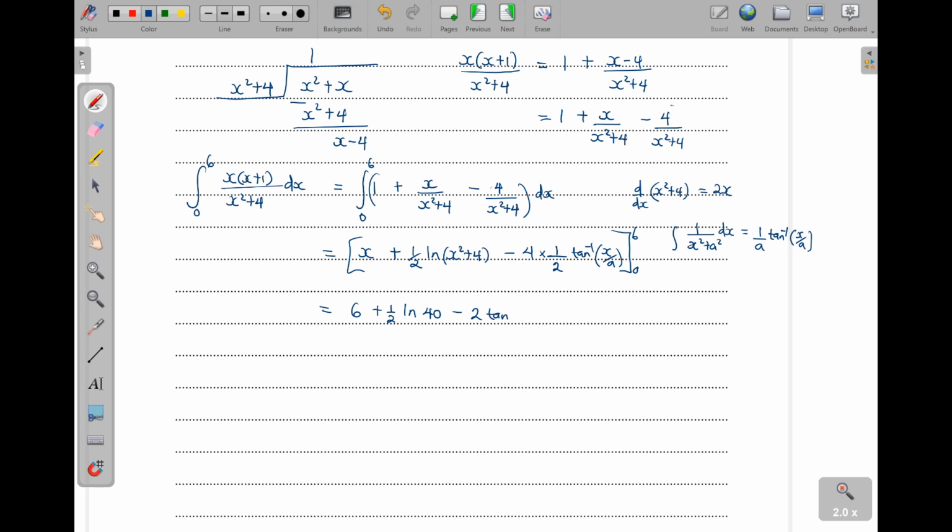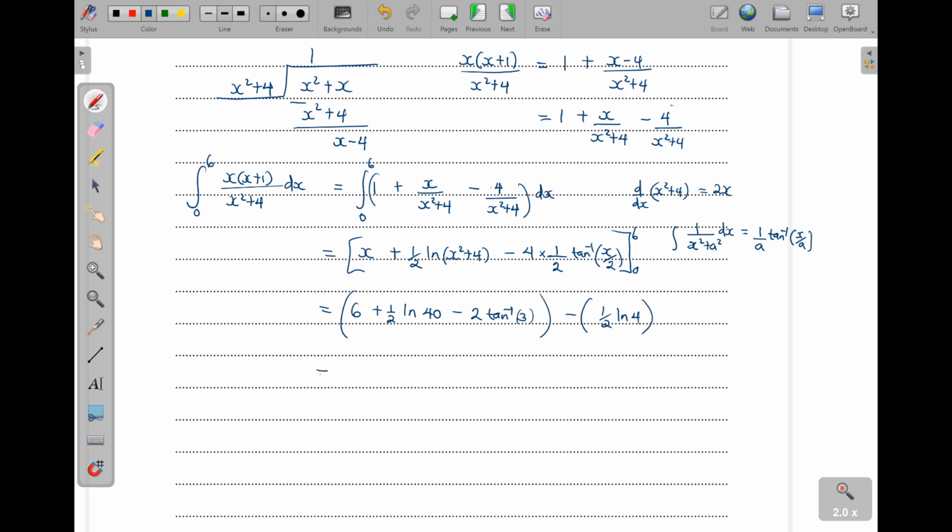Then minus, this will be 2. And then the arctan of our a here is actually 2. Now you put 2 here. 6 over 2, that is a 3. So arctan of 3. And then minus, we go to the lower limit. This will be 0. And then here a half natural log of 4. So a half natural log of 4. And then when we put here 0, so everything will become 0.